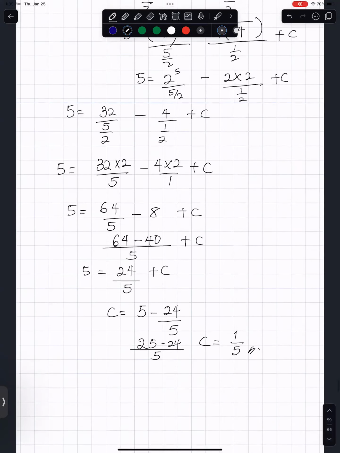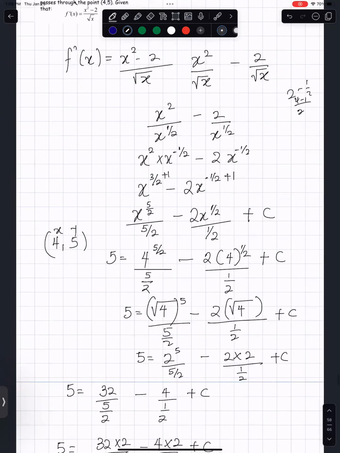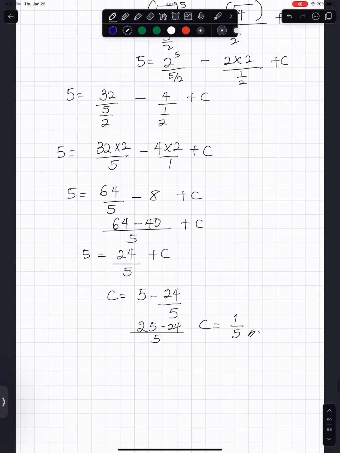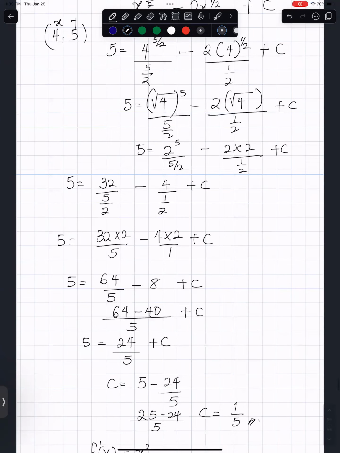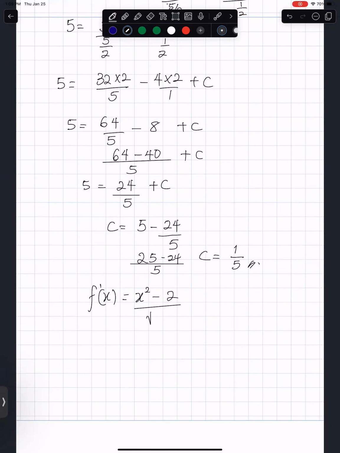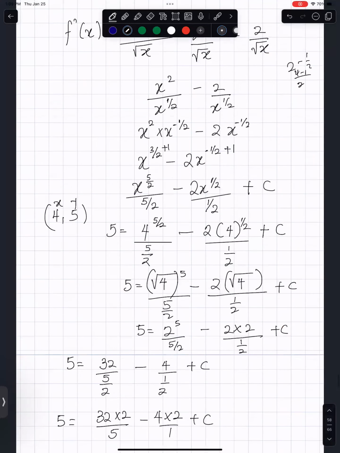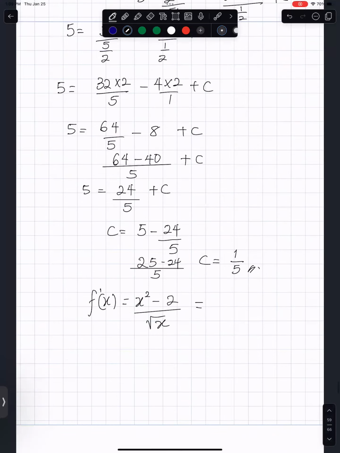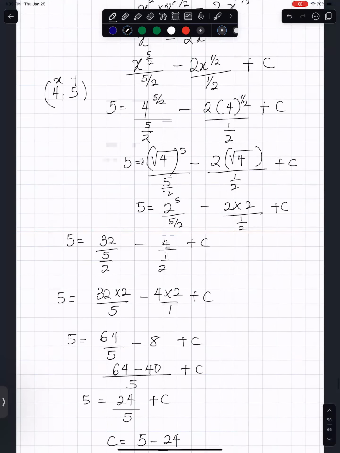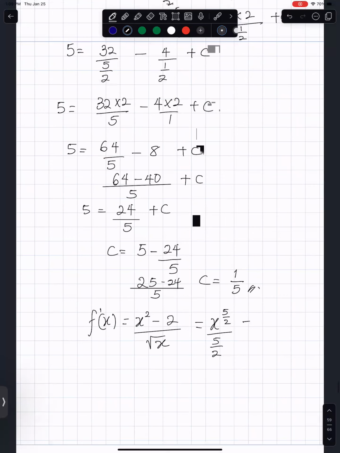So we can bring it to our equation. For f of x is equals to what? x squared minus 2 into root x, which we integrated as x raised to the power of 5 over 2 divided by 5 over 2, then minus 2 x raised to the power of half divided by half plus c, which we got as well, 1 over 5.